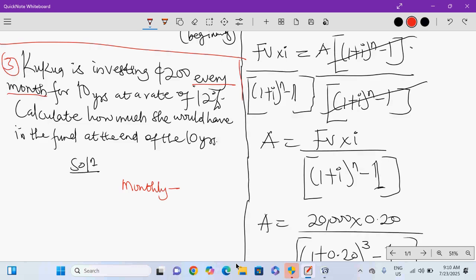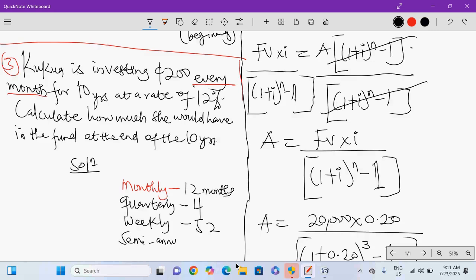Monthly, how many months do we have? We have 12 months. Then we have quarterly. How many quarters do we have in a year? We have 4, right? Then we talk of weekly. How many weeks do we have in a year? 52, right? Then we talk of semi-annually, which is 2.